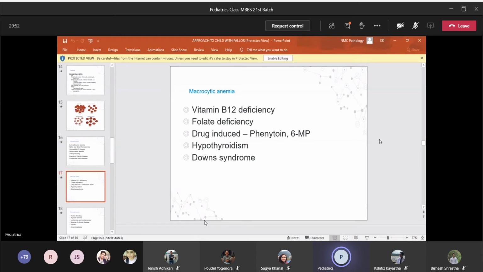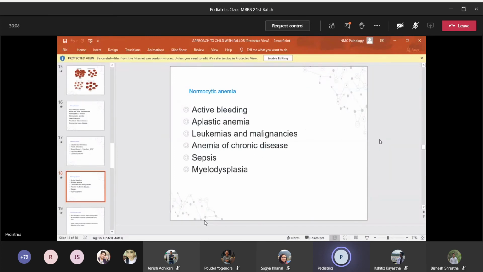Not only these things, drugs can also cause macrocytic anemia. The patient who is taking phenytoin, 6-mercaptopurine, and endocrine causes also, hypothyroidism, can cause macrocytic anemia, and also in Down syndrome. So what are the causes of normocytic anemia? There is aplasia, dysplasia.